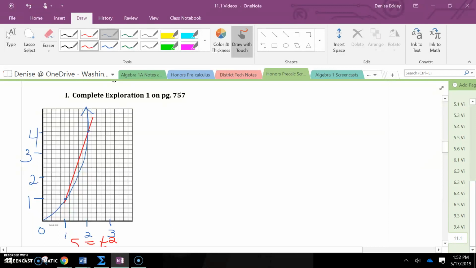Then you're asked to connect points (1, 1) and (2, 4) with a straight line, and this is the secant line. So here we have the secant line.